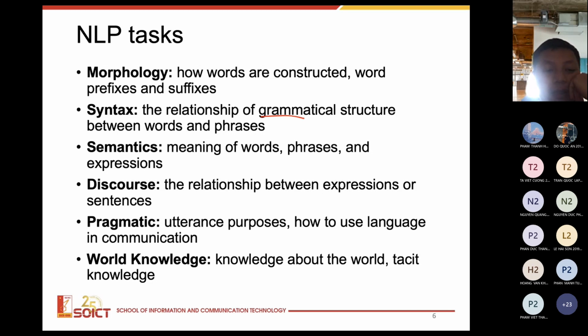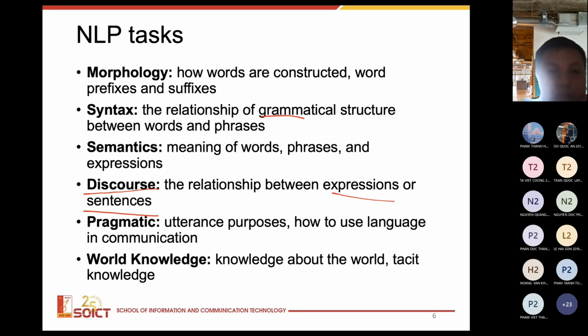The other task is the discourse task, and in this task, the idea is to understand the relationship between expressions and sentences. So now we are not focusing on words and phrases, but on the discourse, considering the relationship between the expressions and the sentences in that discourse.